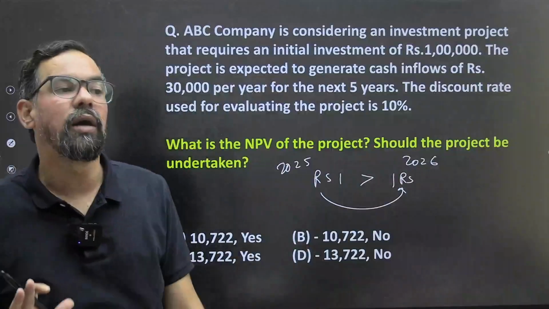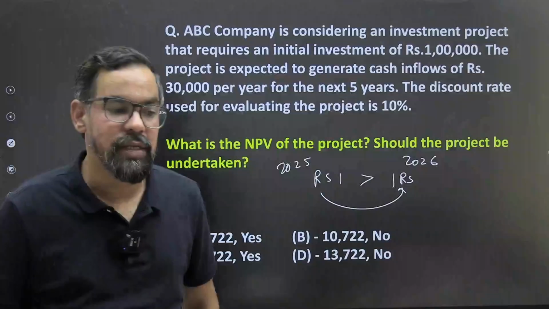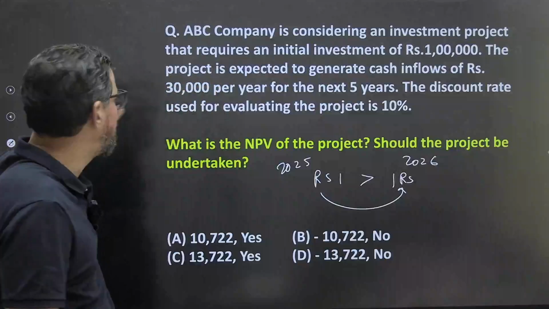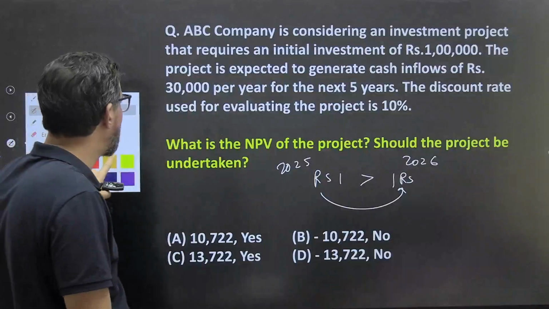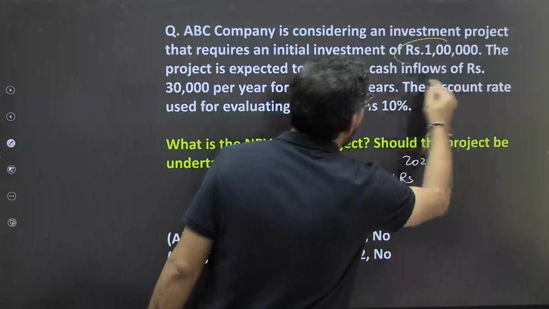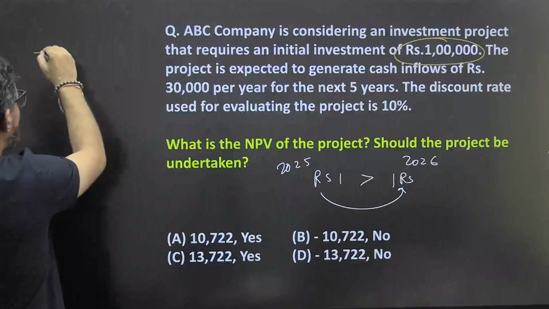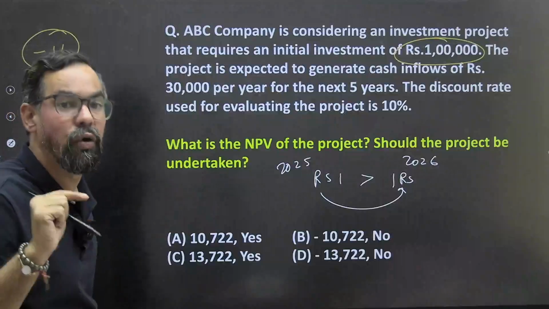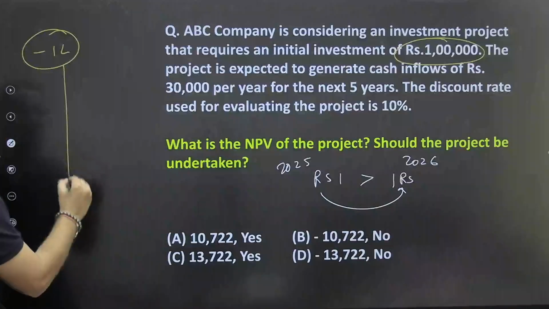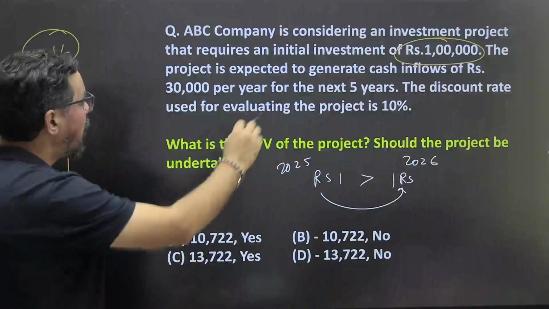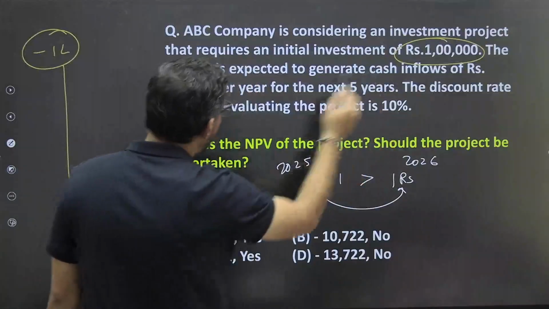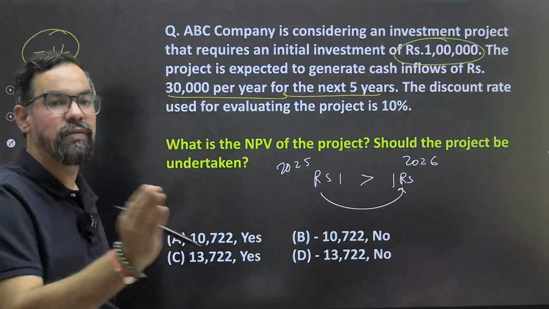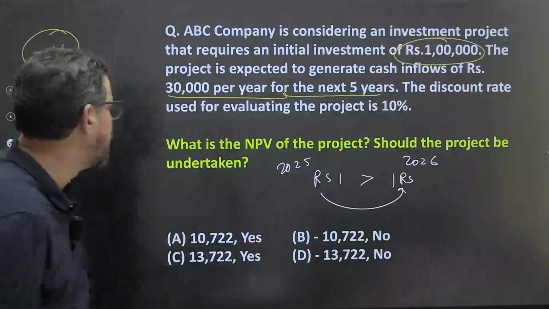So what the NPV method tells us, basically, is that let's say we are making an investment in any project. We are making an investment of 1 lakh rupees. So this is your initial outflow. You are investing 1 lakh rupees today. This is the present value of money. And with this investment, what are you getting? Inflow expected to generate is 30,000 per year for the next 5 years. For the next 5 years, you will be receiving 30,000 per year.